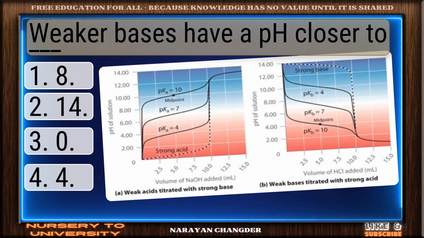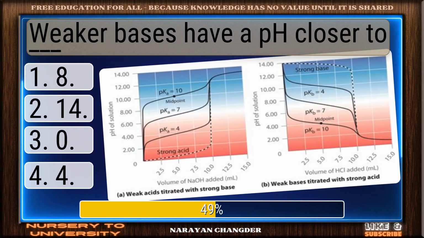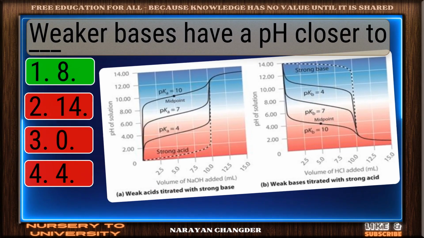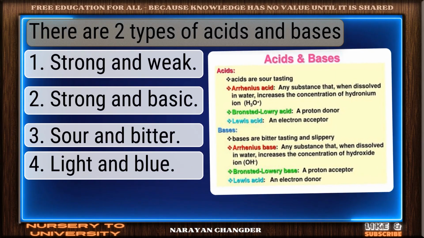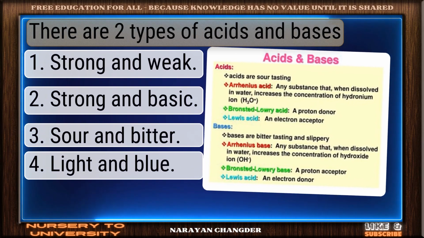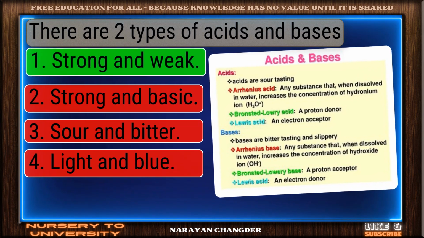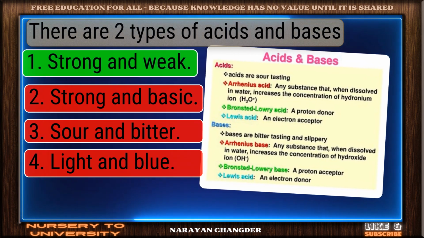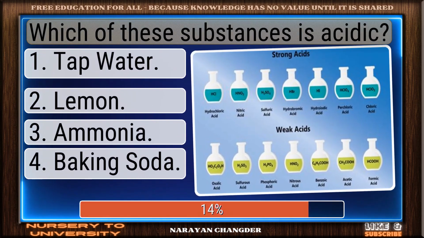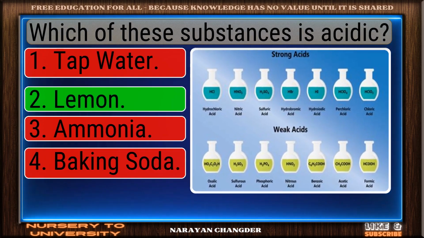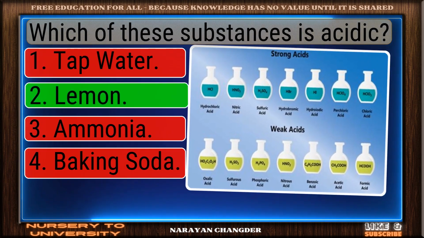Question number 64. Weaker bases have a pH closer to dash. Well reasoned. 8 is the correct choice. Question number 65. There are 2 types of acids and bases. Great job. Strong and weak is the accurate answer. Question number 66. Which of these substances is acidic? Sharp thinking. Lemon is the right choice.